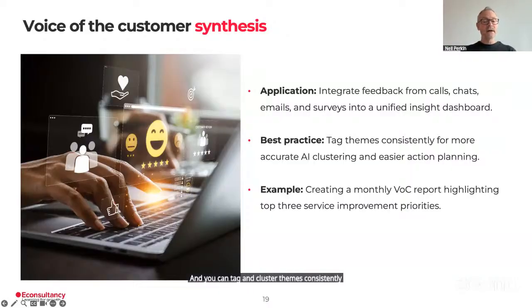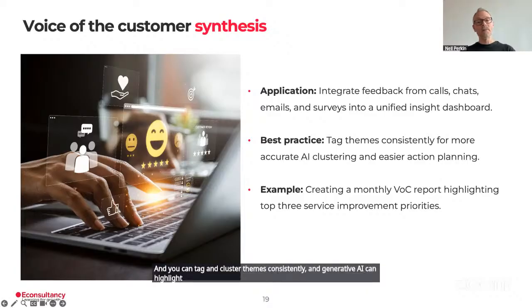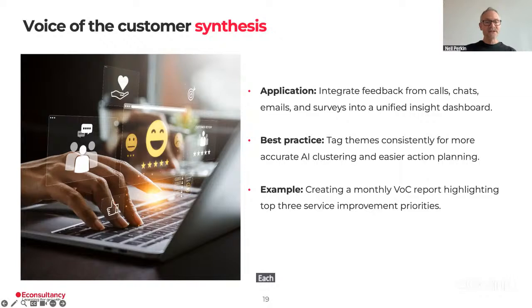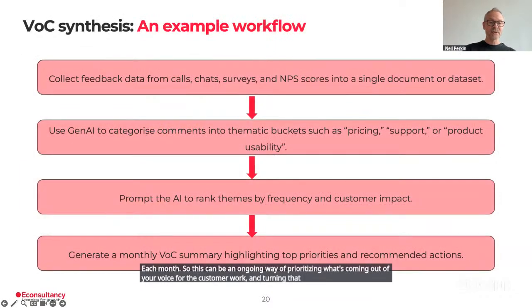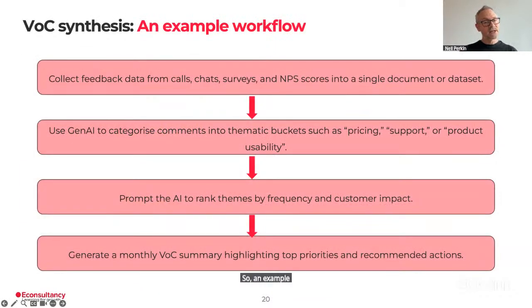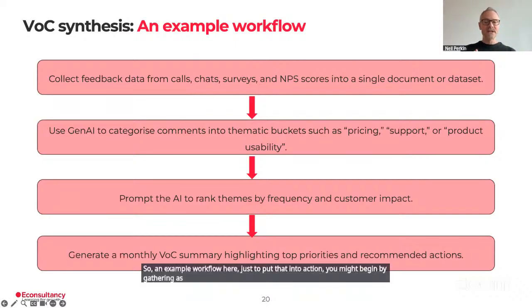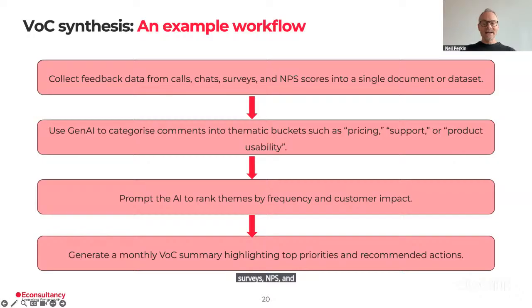And generative AI can highlight maybe the top three service improvement priorities each month. So this can be an ongoing way of prioritizing what's coming out of your voice of the customer work and turning that into action. So an example workflow here, just to put that into action, you might begin by gathering as much relevant data as possible from sources like customer call transcripts, surveys, NPS, and so on. Gather them into a data set, which AI can then categorize into themes.